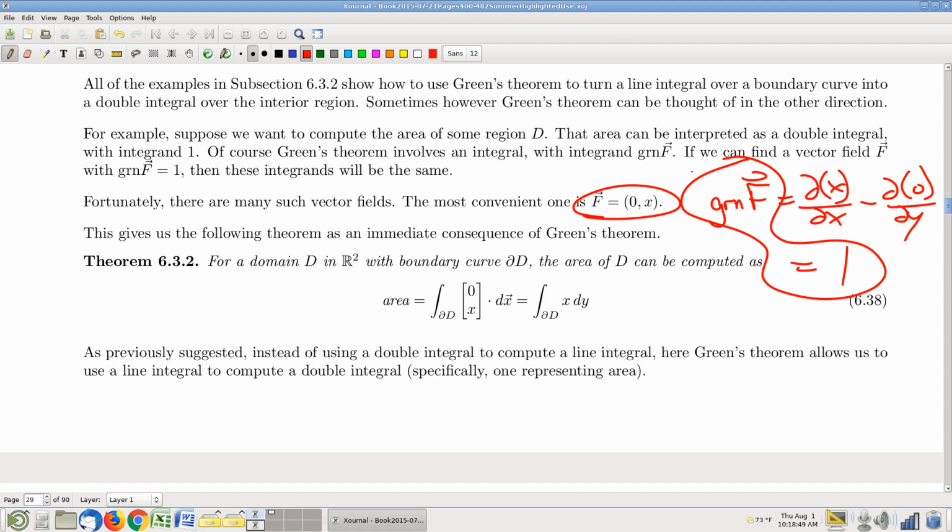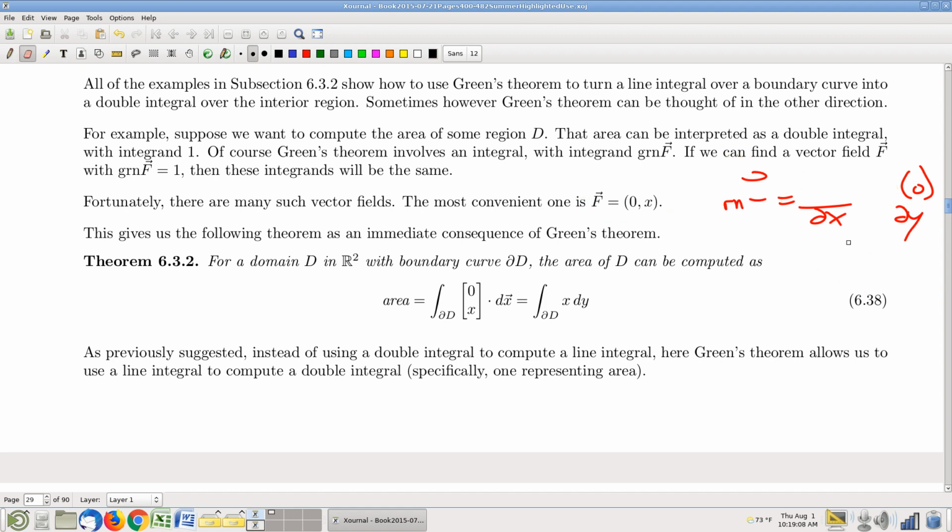So that's a special vector field, (0, x). It has this wonderful feature: Green's operator is 1. By the way, it's not unique. There's plenty of vector fields whose Green's operator is 1. Make up your own. Feel free. This would be my nomination for the easiest vector field that has this feature, but there are plenty of others. Okay. Alrighty, so Green's operator is 1, and that makes this result really easy to prove.